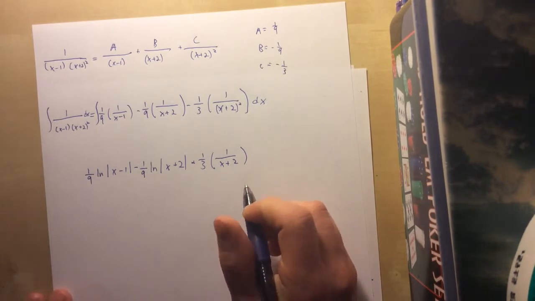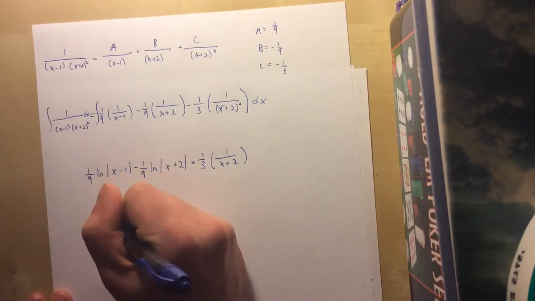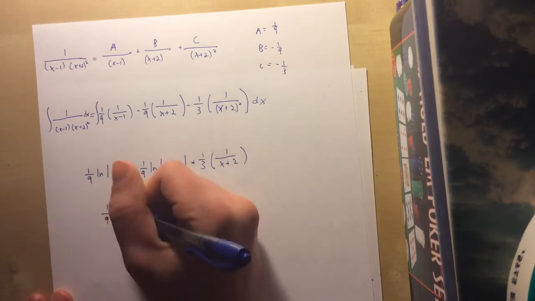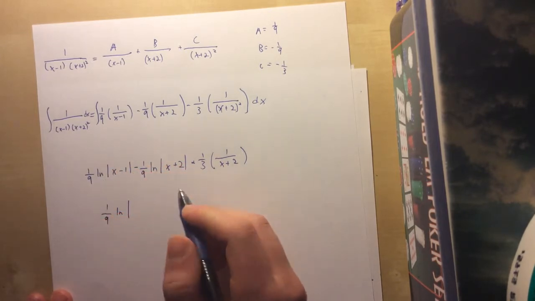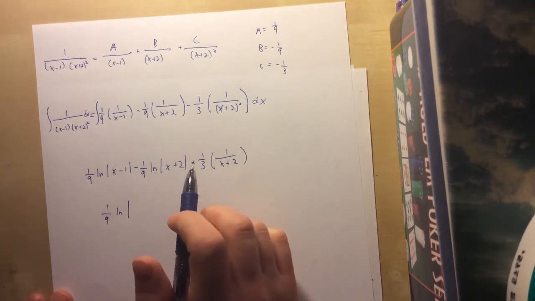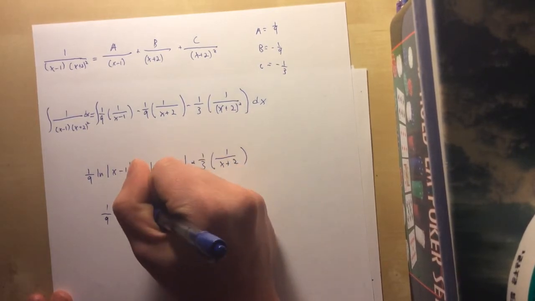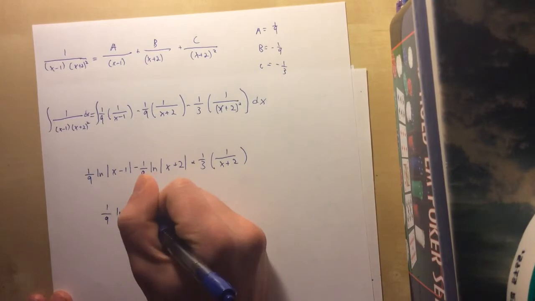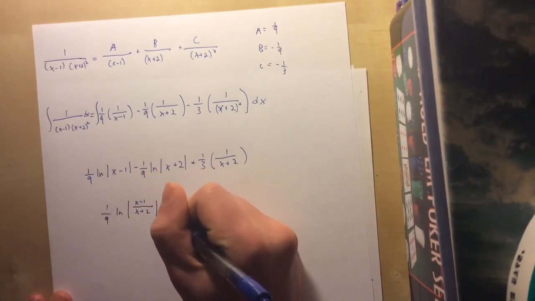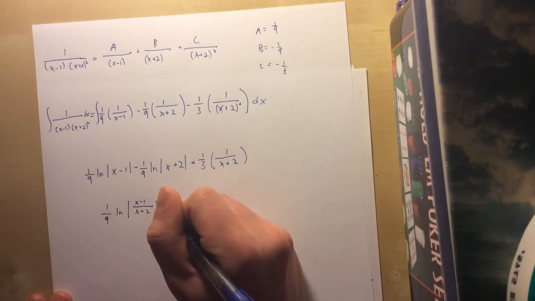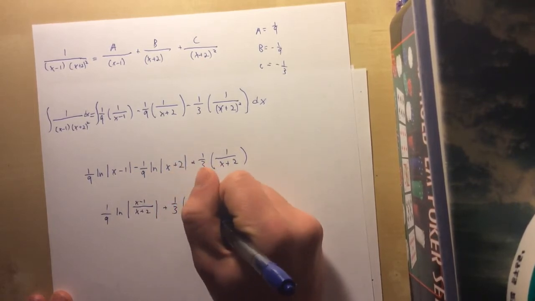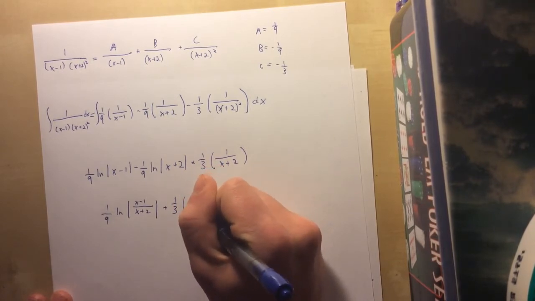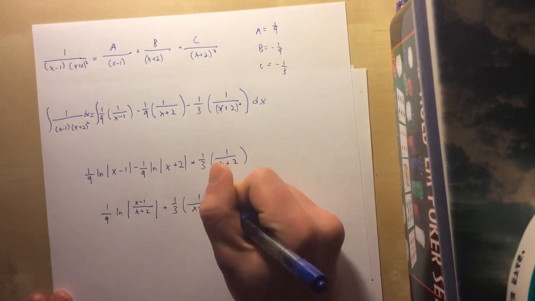And once again, we can use our log rules and factor out this 1/9 from both of these. And log of a minus log of b is equal to log of a over b. So we have an x minus 1 on top and an x plus 2 on bottom, plus 1/3 times 1 over x plus 2.